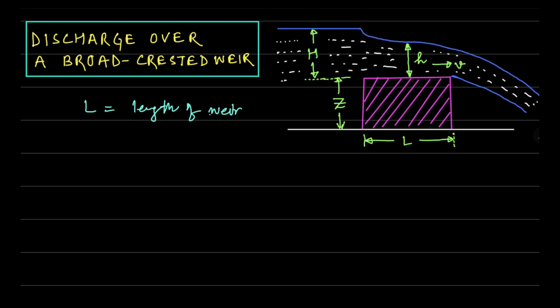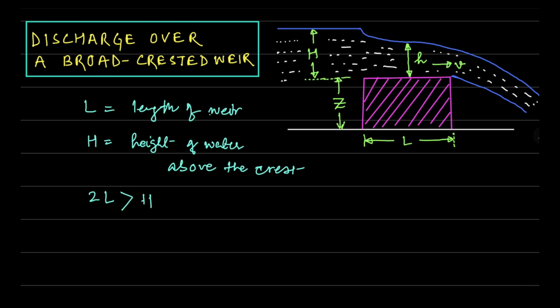And H is the height of water above the crest. You can see capital H shown over there. This is the head just before the water reaches the weir, which we have to consider. Whenever 2 times L is greater than H, this kind of weir is called a broad crested weir. However, whenever 2L is less than H, such weirs are called narrow crested weirs.